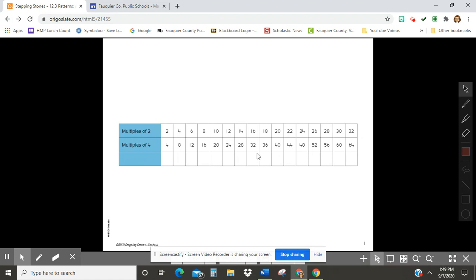Just like we were just talking about, these are the multiples of 2 and 4. 2, 4, 6, 8, all the way up to 32. 4, 8, 12, 16, all the way up to 64. Why do multiples of 2 appear in the list of multiples of 4?